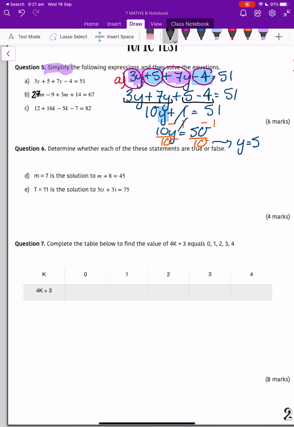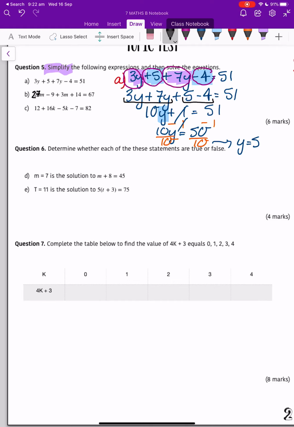Question 6 says, determine each of these statements as true or false. m is the solution to m plus 8 equals 45, and t is the solution to 5 brackets t plus 3 equals 75. Now, the solution to an equation is like the number that makes the statement true. So with an equation, you have to have the same amount on both sides for it to be equal. That's what the equal sign is representing. So if you have 3 marbles and 2 marbles on the left-hand side, and if you have 5 marbles on the right-hand side, they're the same amount, so you can say that they're equal.